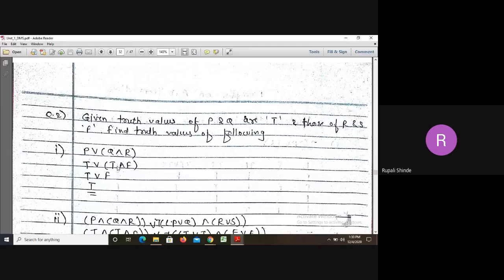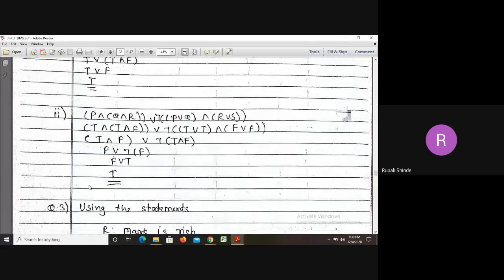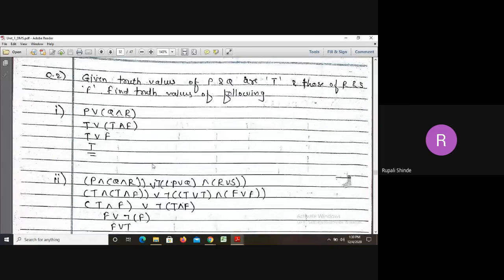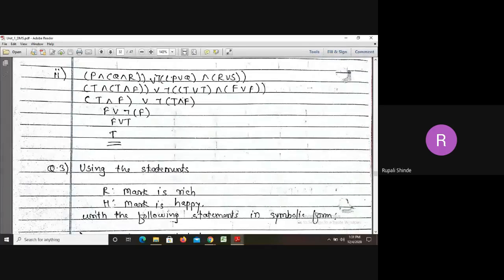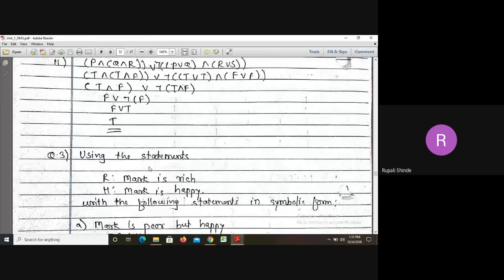When value for conjunction comes true, if both the values are true, then only final value is true. But here one value is true, another is false. That's why final value is false. So again P or F, its value is T. So likewise we can solve the formulas based on this. Just we have to put the values of variables P, Q, R, S, and from that you will get final value.